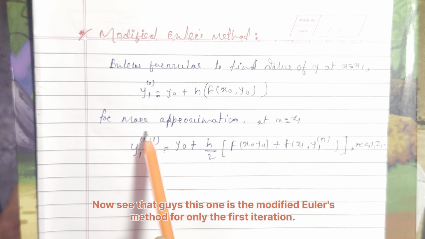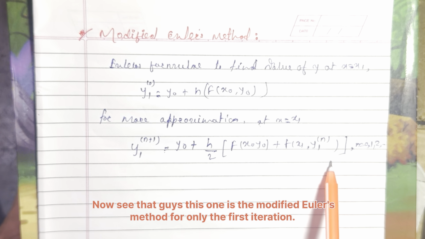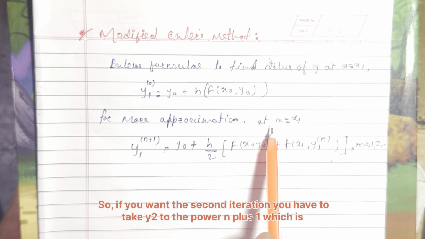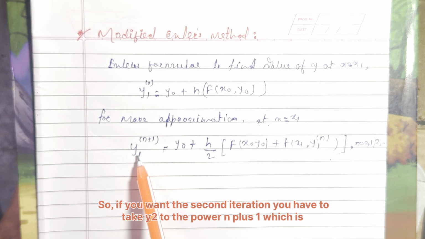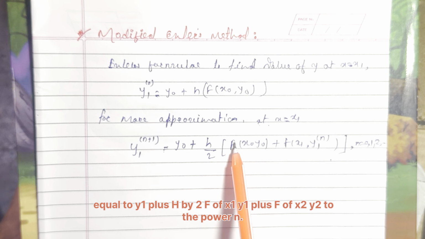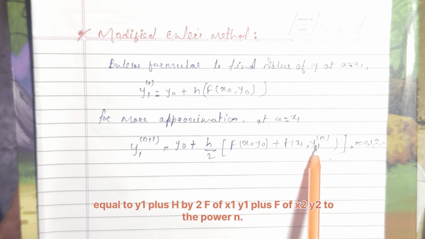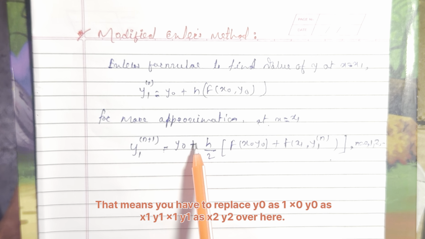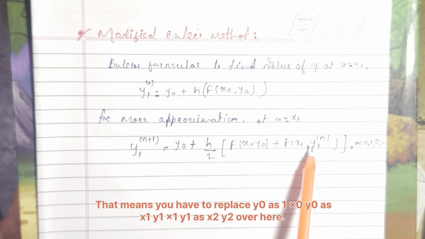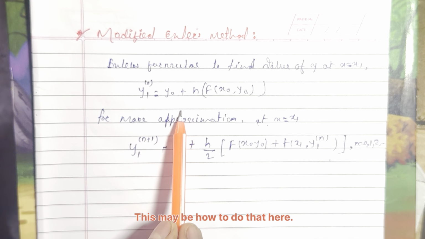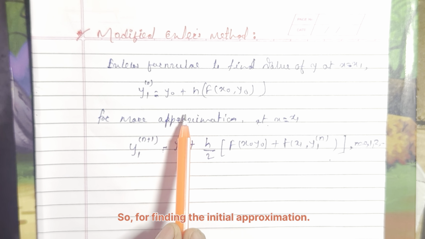Now see, guys, this one is the modified Euler's method for only the first iteration. If you want the second iteration, you take y2 to the power n plus 1 equals y1 plus h by 2 times f of x1, y1 plus f of x2, y2 to the power n. That means you have to replace y0 with y1, x0, y0 with x1, y1, and x1, y1 with x2, y2 over here. This much adjustment you have to do, for finding the initial approximation.